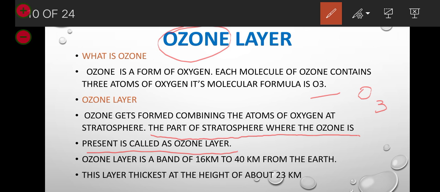So the ozone layer is a band from 16 to 40 kilometers from the earth. This layer is thickest at a height of about 23 kilometers. From the earth, at what height? At 23 kilometers from the earth, in the stratosphere, the ozone layer is present. Okay.